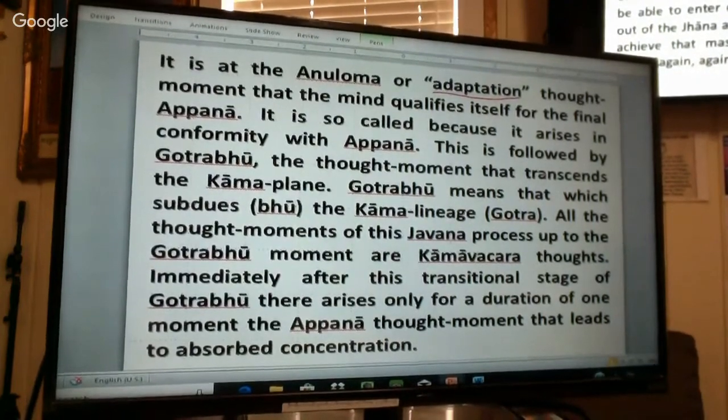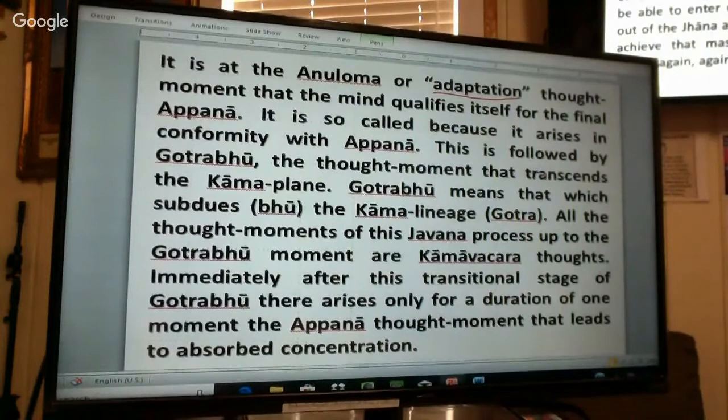So Gotrabhu chitta is a kind of borderline from one kind of lineage to another. So this is a transition from the sense sphere to the form sphere stage of mind. So that mind we call Gotrabhu. Gotra meaning is the lineage, bhu meaning is subject. So this is the borderline from the kama state, the sense sphere, to the form sphere stage of mind.